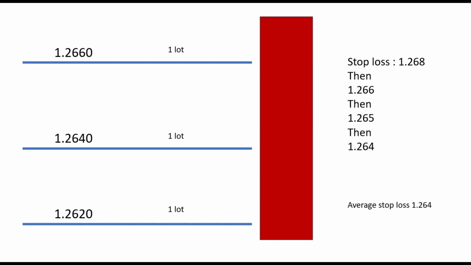So how did I do it? Look at this. In the first attempt, when I put 1.266 and one lot, I have $250, for example, or $200 risk because I trade with one lot.